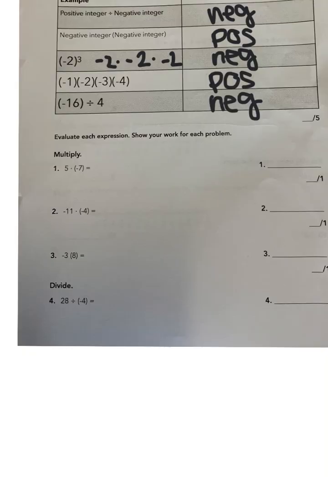So multiplication for 1 through 3, and then we're going to divide. We have to use our multiplication rules. So a positive times a negative will get us a negative. So 5 times negative 7 is negative 35. Negative 11 times negative 4, a negative times a negative gives us a positive, so it's going to be 44. A negative 3 times a positive 8, so negative times a positive will give us a negative, which gives us negative 24.